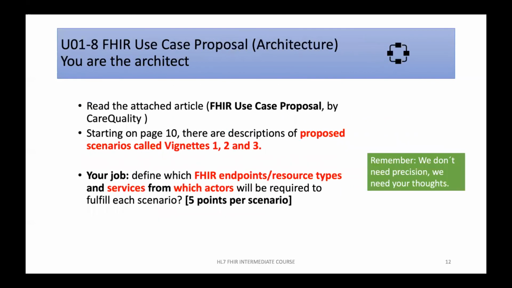And our last one is another architecture assignment. You have to read an article by CareQuality. They propose a FHIR use case, how to use FHIR for something in 3 pages. And your job is to define which FHIR endpoints, resource types, and services from which actors you think will be required to fulfill each scenario. So we will give you 5 points for each vignette.